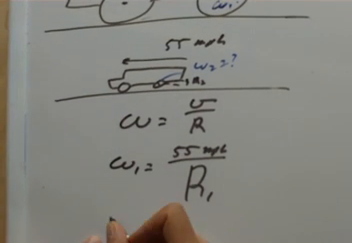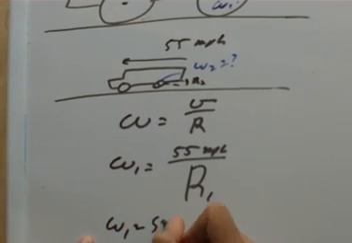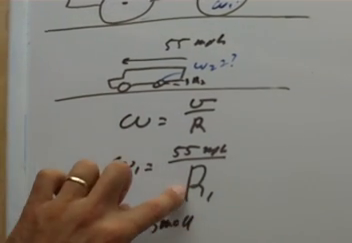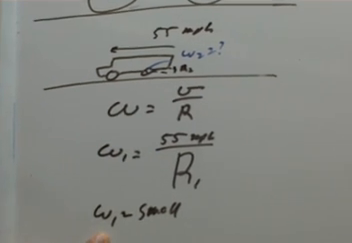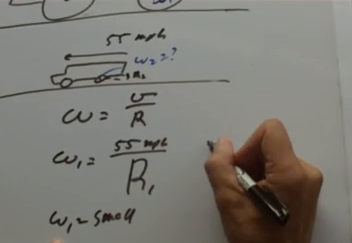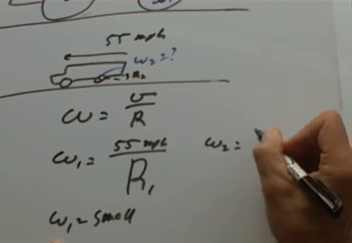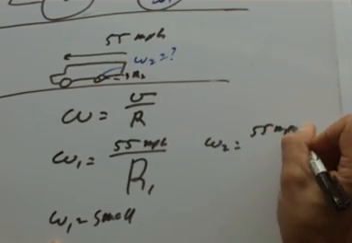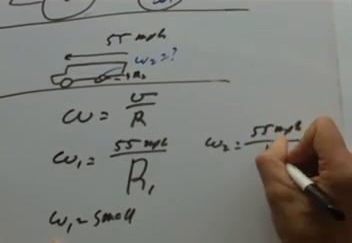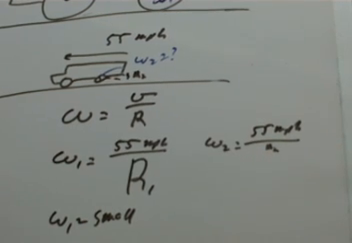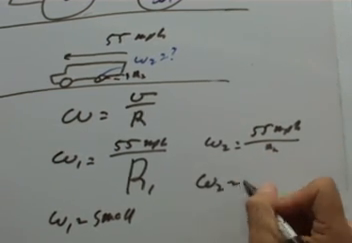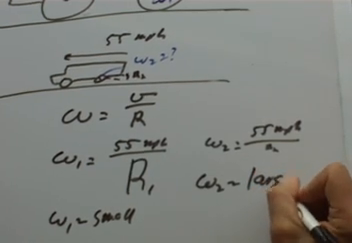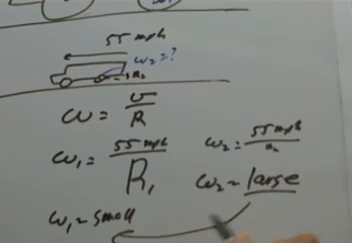So what that's going to tell me is that omega 1 is going to be relatively small. Because R is such a big number in the bottom of the 55, omega 1 will be a small number. But now if I come over here and look at the smaller car, the omega 2 for the smaller car, it's going to be the 55 miles per hour divided by R2, but now R2 is incredibly small for that car. It has these little bitty wheels on it. So what that means is omega 2 is going to be comparably large. That's the way these two things are going to compare.